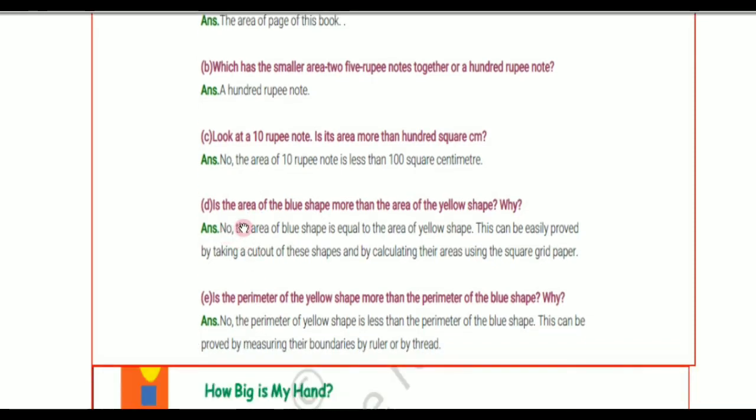Then question D. Is the area of the blue shape more than the area of the yellow shape? Why? No, the area of the blue shape is equal to the area of the yellow shape. This can be easily proved by taking cutouts of these shapes and calculating their areas using the square grid paper. Question E. Is the perimeter of the yellow shape more than the perimeter of the blue shape? Why? Answer is no, the perimeter of the yellow shape is less than the perimeter of the blue shape. This can be proved by measuring their boundaries by ruler or by thread.